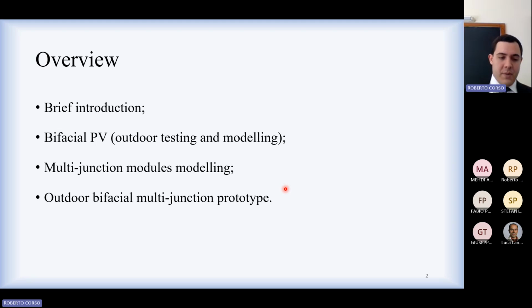In the final part of the presentation, we will mix together these two approaches, the bifacial one and the multi-junction one, and I'll present a case study of a prototype that we realized and tested in the field in order to increase the efficiency of the system.